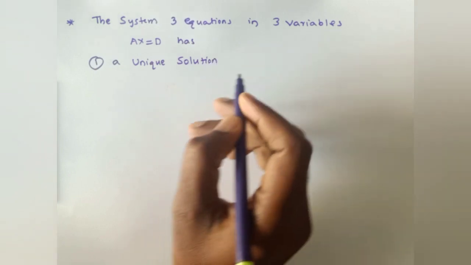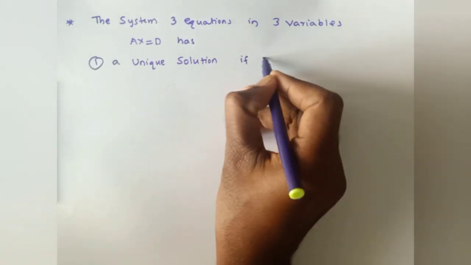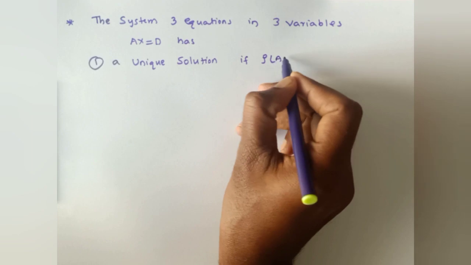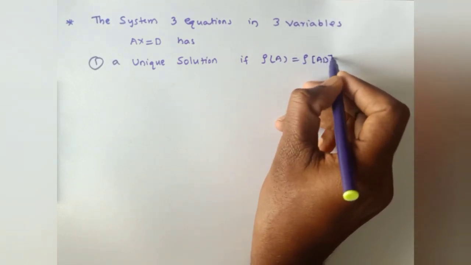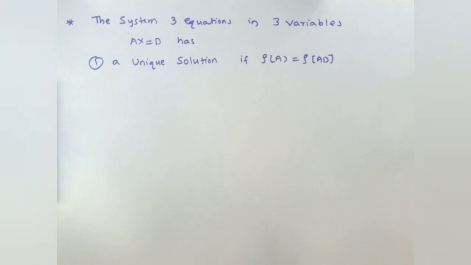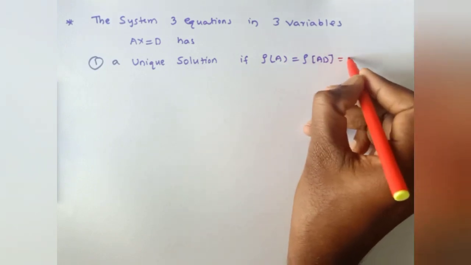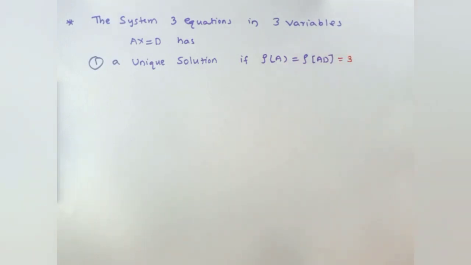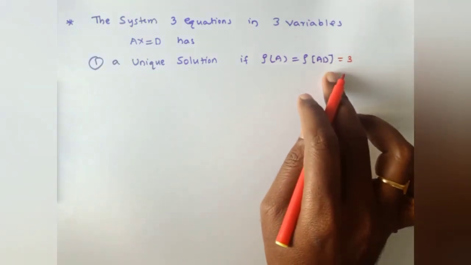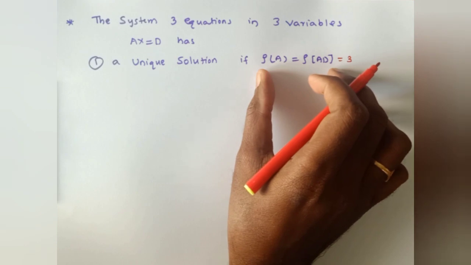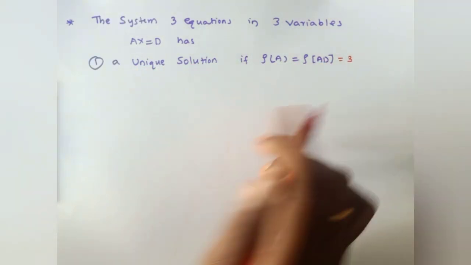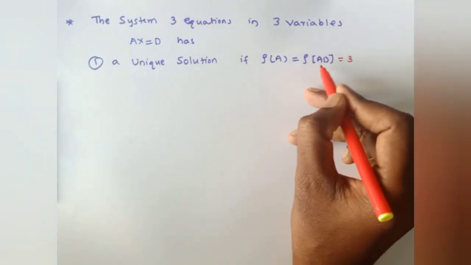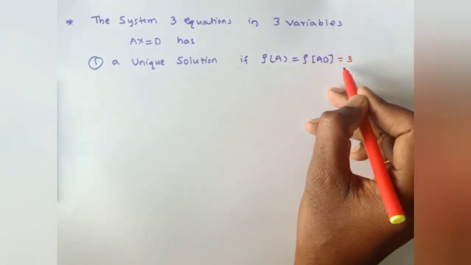A unique solution exists if the rank of A equals the rank of AD, and this is equal to the number of variables present in the given system. Already we know rank of A equal to rank of AD means the system has a solution. Among those, when is it unique? For a unique solution, rank of A and rank of AD are both equal to 3.